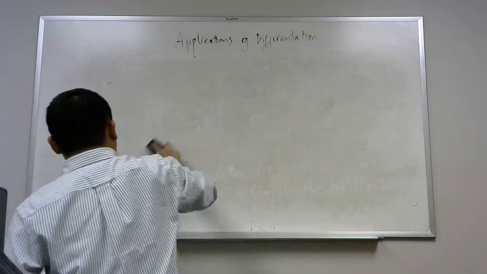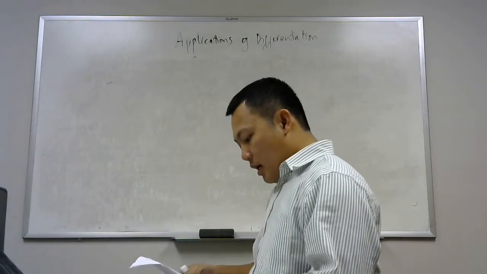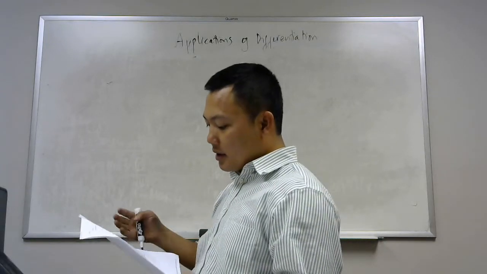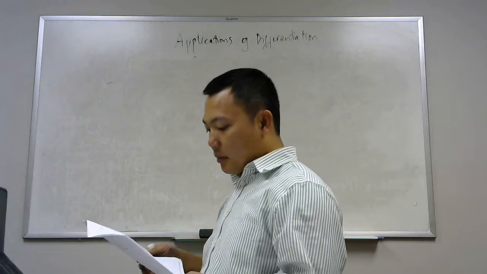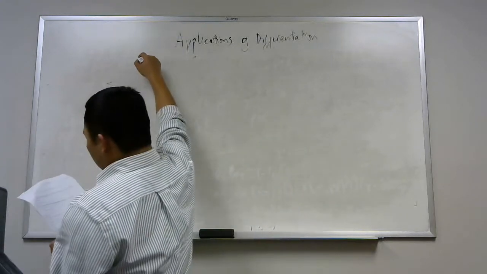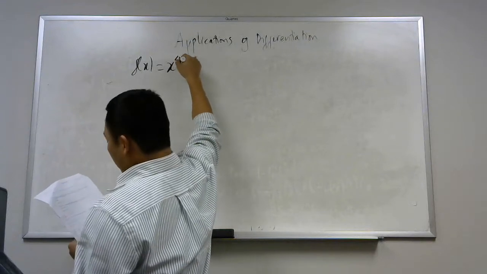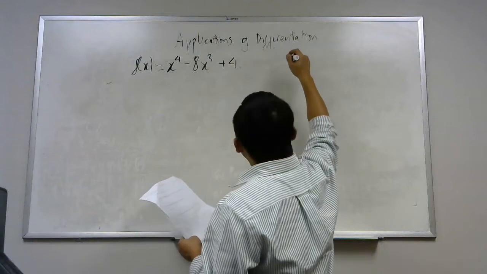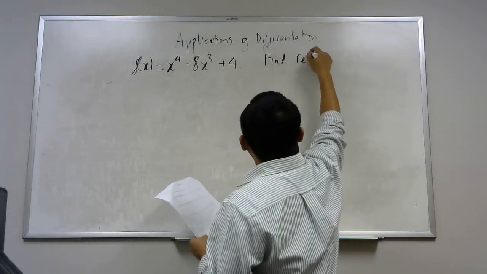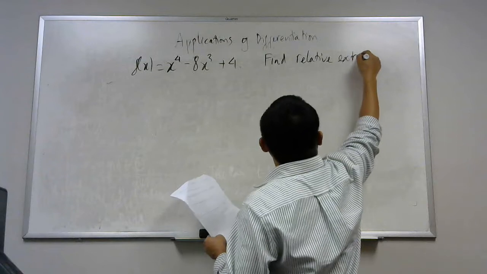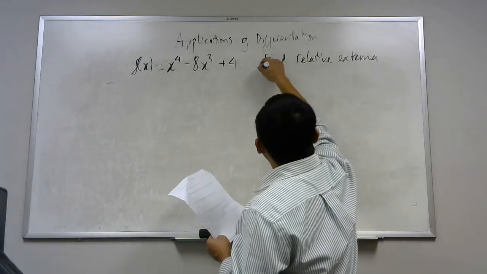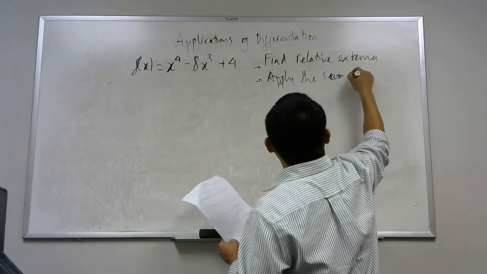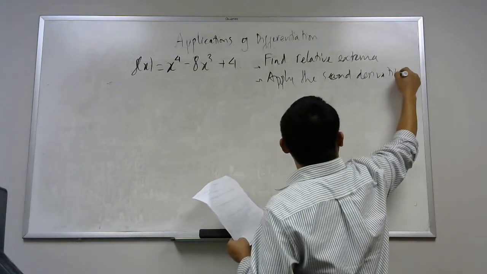Next question: find all relative extrema of the function and then use the second derivative test if applicable. We have function f of x equal to x to the 4th minus 8x cubed plus 4. Find relative extrema and then apply the second derivative test.